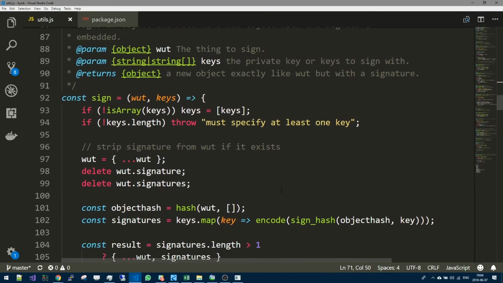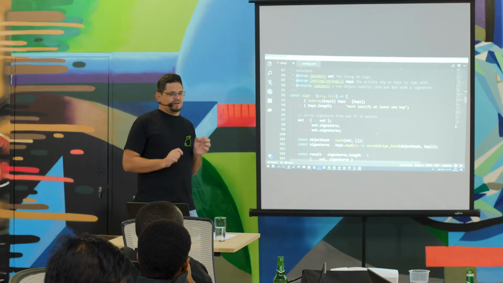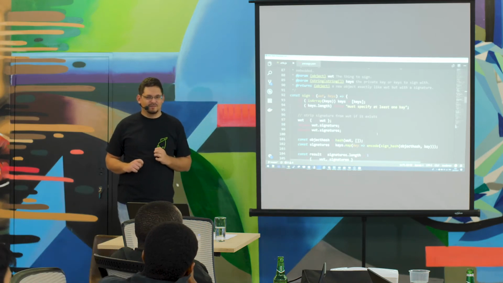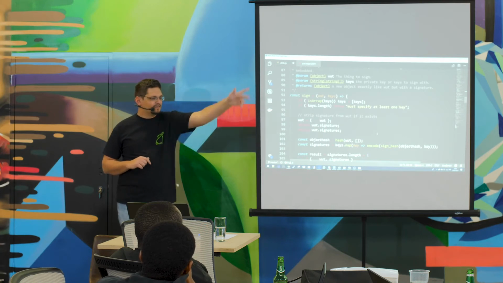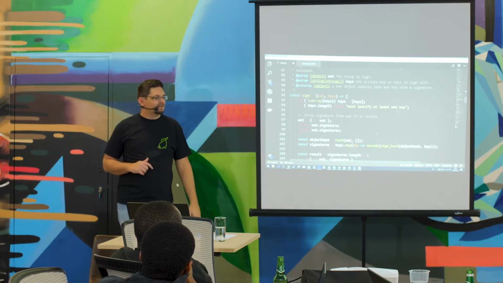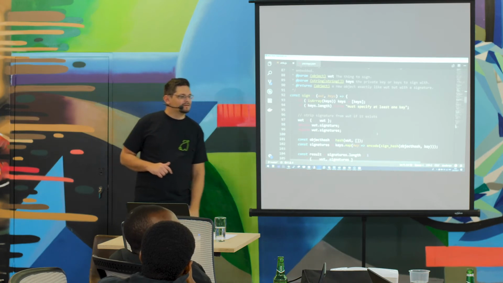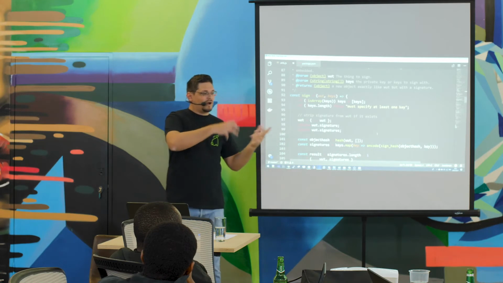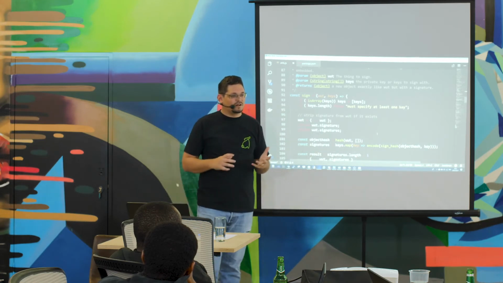Next one, we have a slightly more abstract sign function. This one takes an object and multiple keys. You can sign something with one or more keys. Can anybody know why you would want to do that? Why you'd want to sign something with more than one key? Anybody know? Multi-signature, so like a wallet where you have multiple access to it. Yes, that's very close. You said like a wallet where you have multiple accounts and you want access to them.